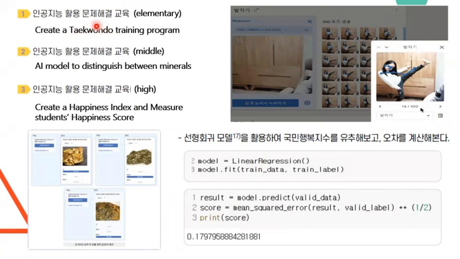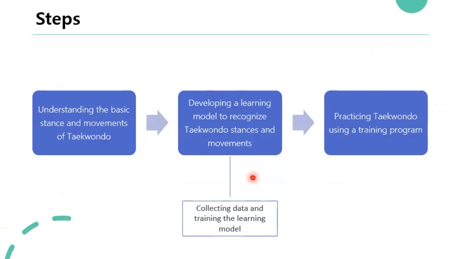Some of the sample lesson topics presented in this book include creating a taekwondo training program. Do you know taekwondo? Taekwondo is a traditional Korean sport. Other topics are building a model to distinguish between minerals, and creating a happiness index and measuring students' happiness score, using Python code. For example, creating a taekwondo training program involves the following steps. First, students can apply the AI model they have built to the taekwondo training program. The process involves learning the basic taekwondo posture and movement in physical education class. Next, students collect taekwondo kicking data and train the AI model that identifies whether the kicking posture is correct or not. Finally, students practice their kicking using the program they have created.